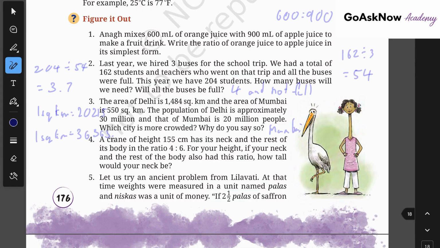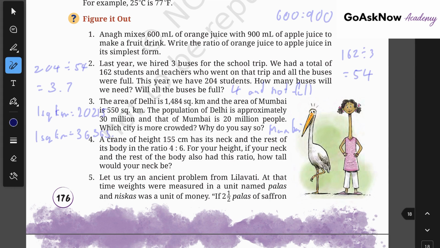A crane of height 155 cm has its neck and the rest of the body in a total ratio of 4:6. For your height, if your neck and the rest of the body also have this ratio, how tall would your neck be? So for example, we'll take my height. I'm 6'1", so my height is 187.